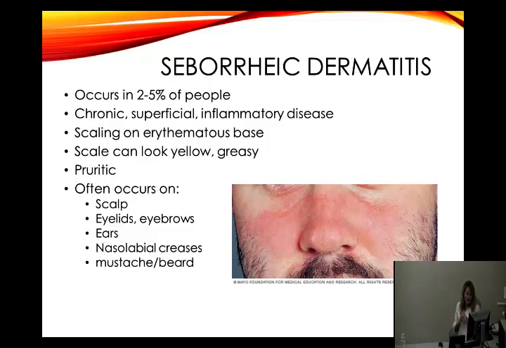So if you see somebody who, you can kind of see this here, this guy has some dry, flaky skin running across his nose, and it is on that erythematous face. Sometimes that scale can look yellow or greasy. It can be itchy, but isn't always. You see it a lot of times on the scalp, the eyelids, eyebrows, ears, around the nose like this guy has, in the mustache and in the beard.